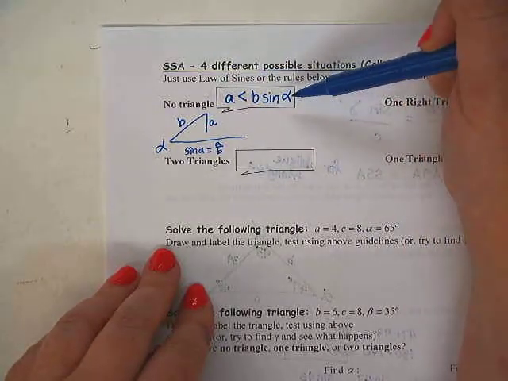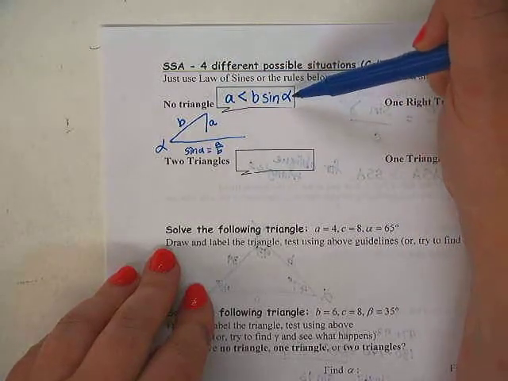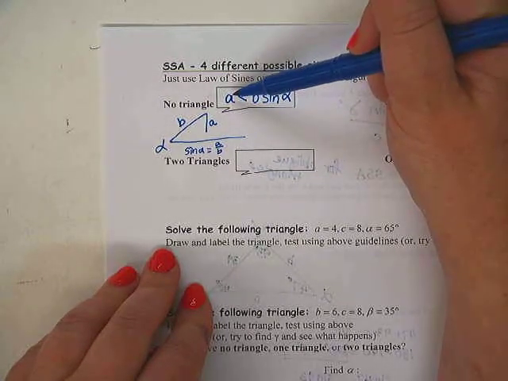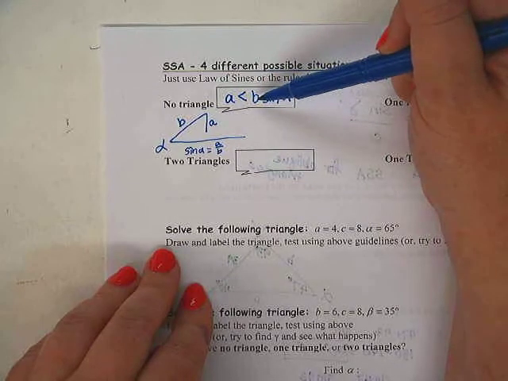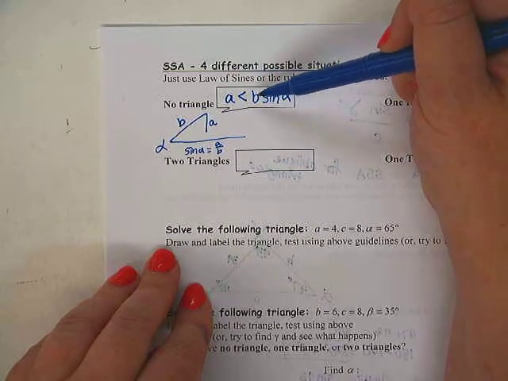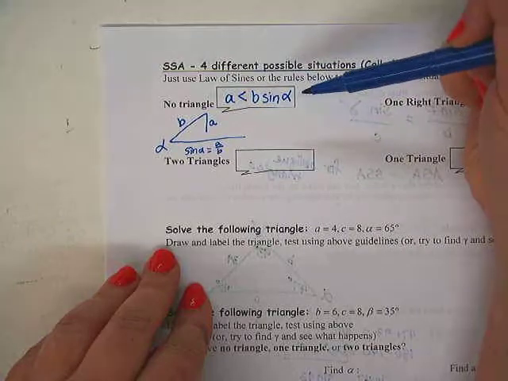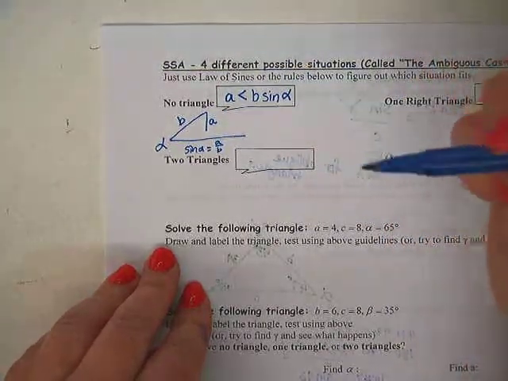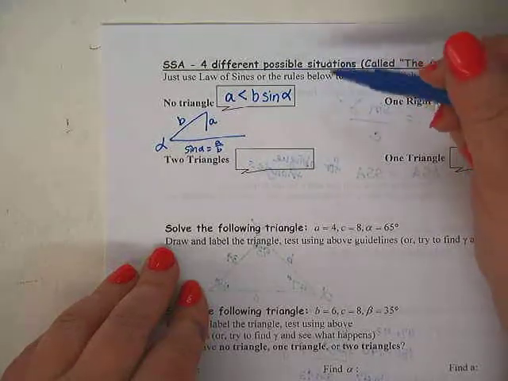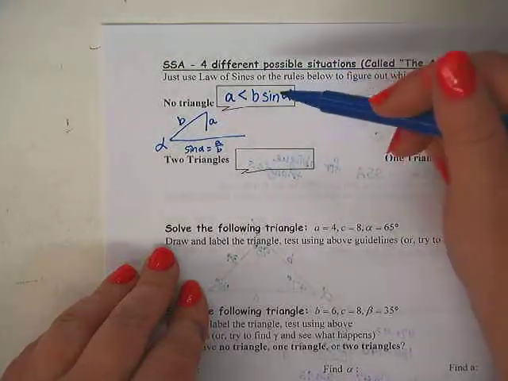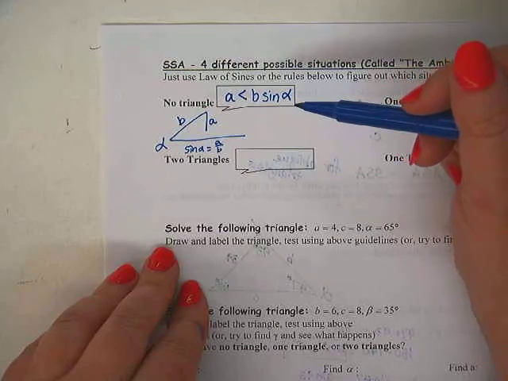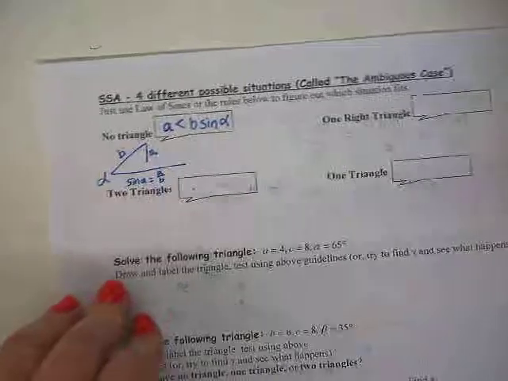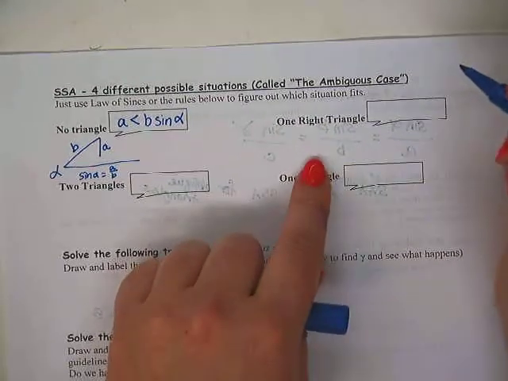So in order to use this little test, you're only given one angle, so that goes there obviously. The side that's across from that angle goes here, and the other side that's next to the angle goes here. You don't have to get stuck with using A, B, and alpha. Does that make sense? That's just my way of illustrating it. So the first thing you always do when you get an SSA triangle is this little test, because it will immediately tell you whether it's going to be no triangle, one triangle, or two triangles.